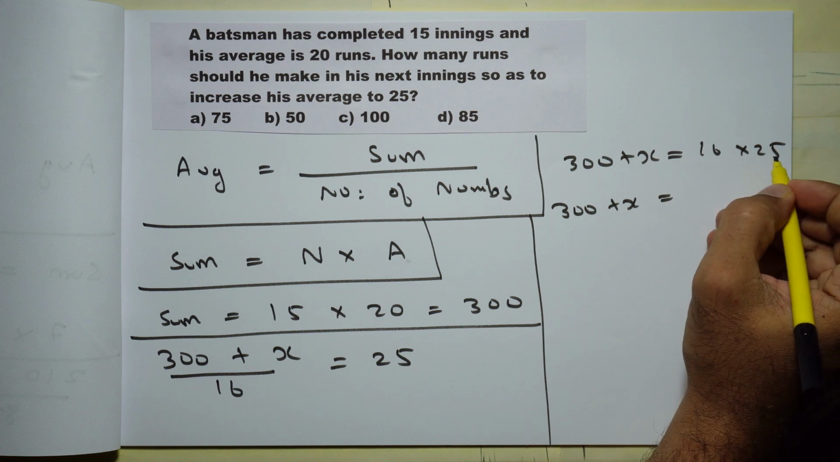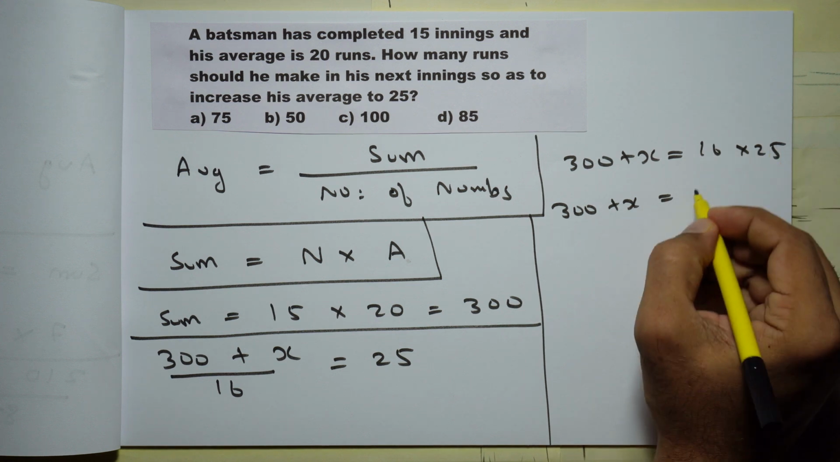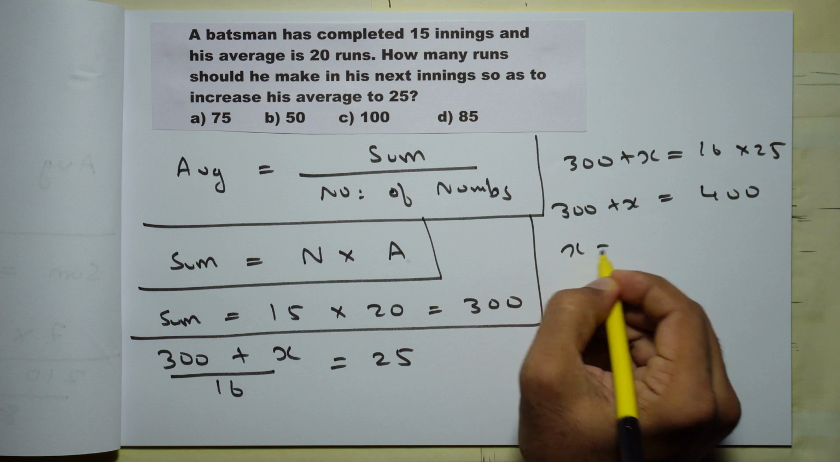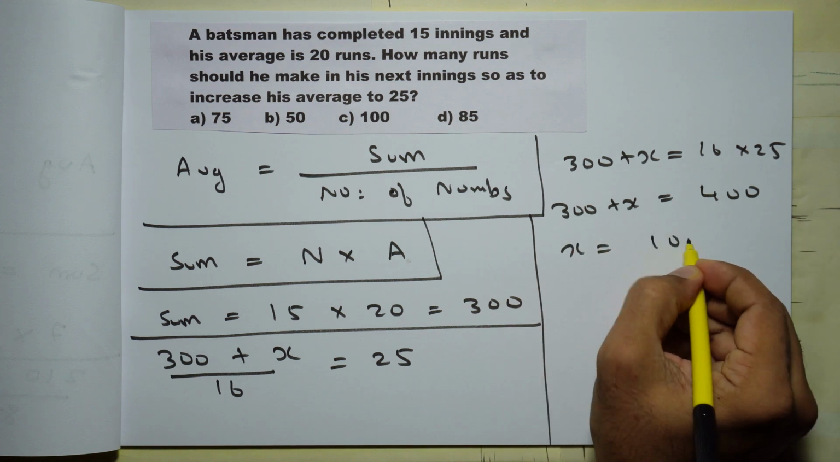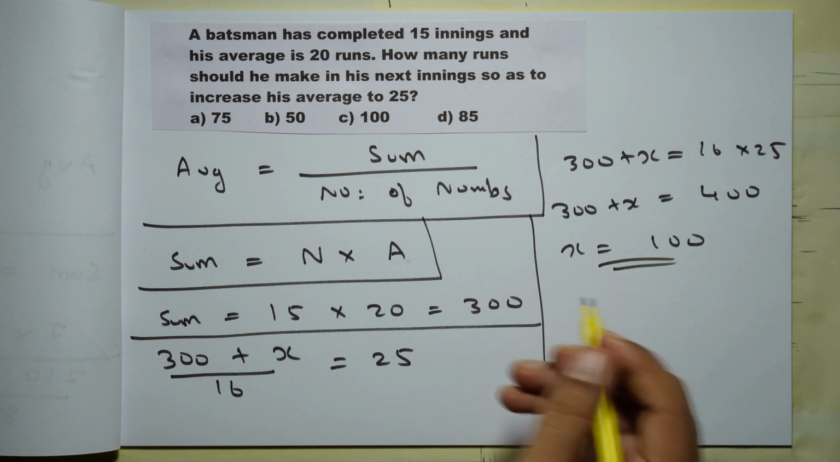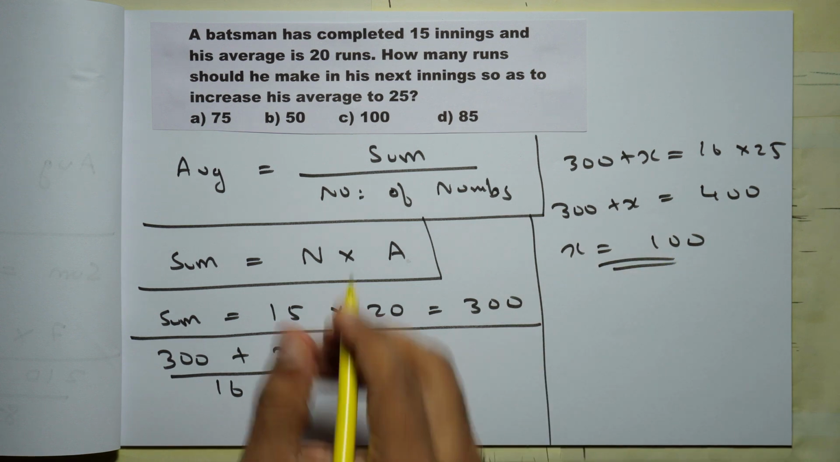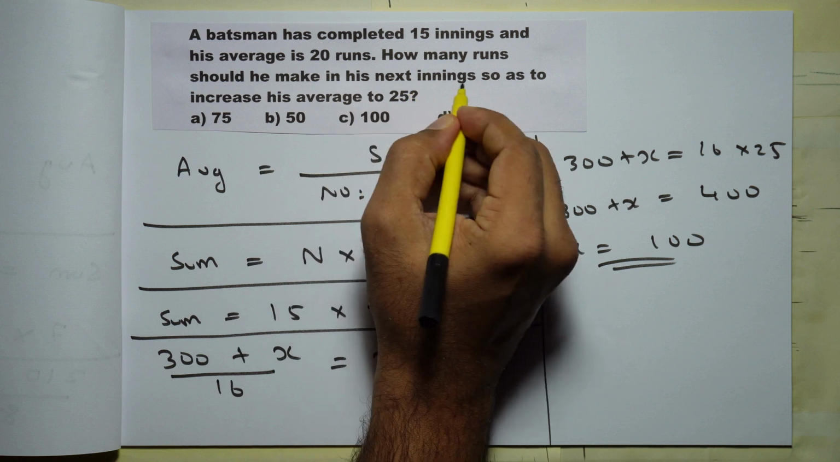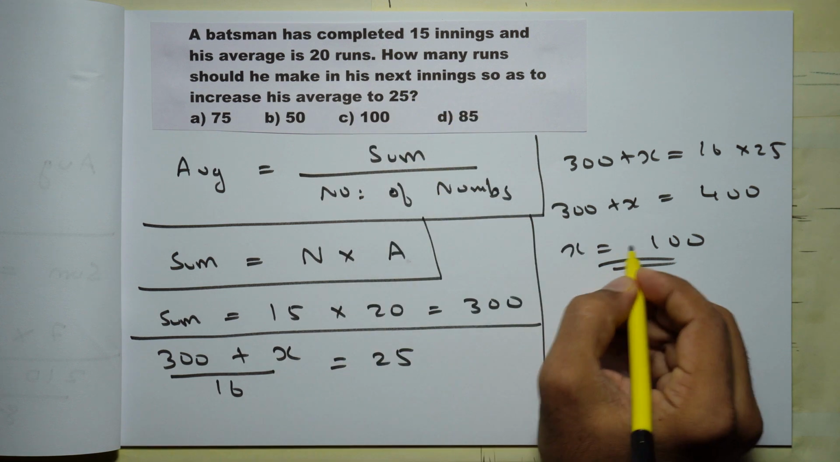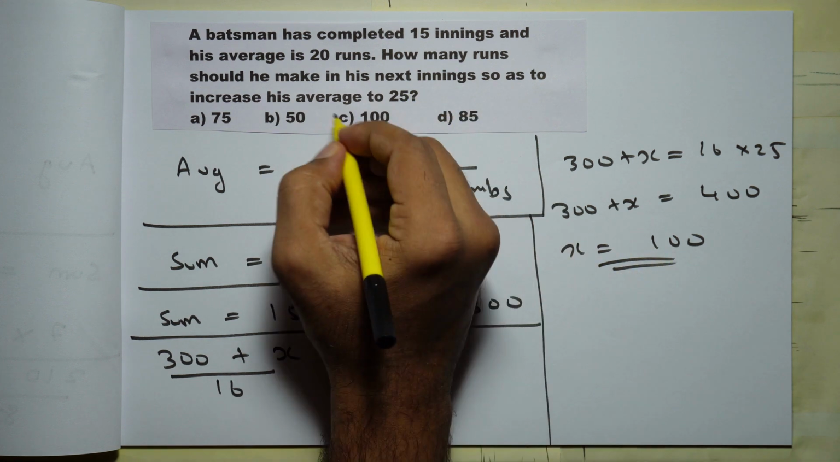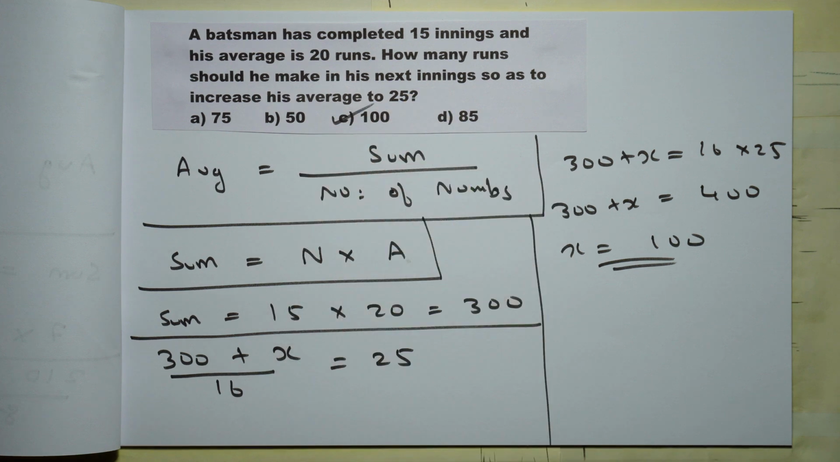4 into 25, 100. 100 into 4 gives you 400. So X you will get as 400 minus 300. X you will get as 100. So X is the number of runs he should score in his next innings. So how many runs should he make in his next innings? That is X. X is equal to 100 runs. So option C, 100.